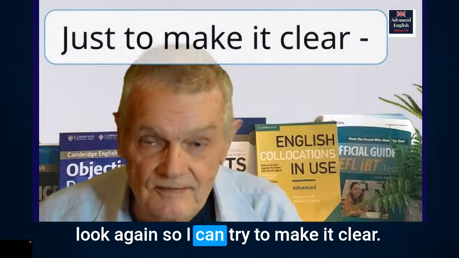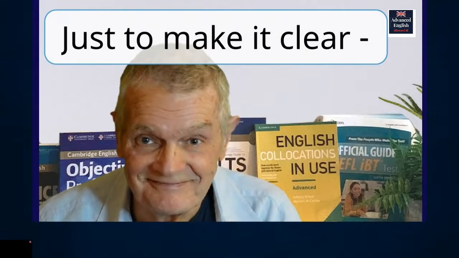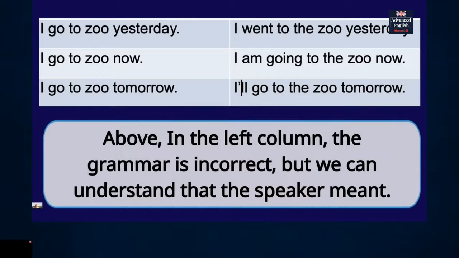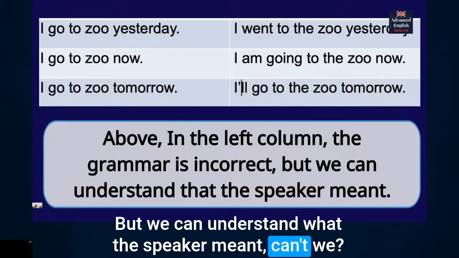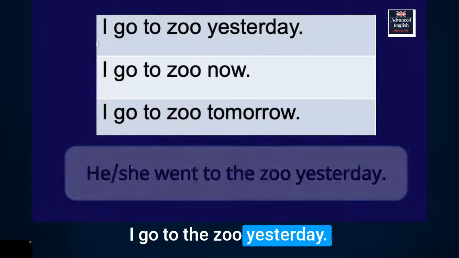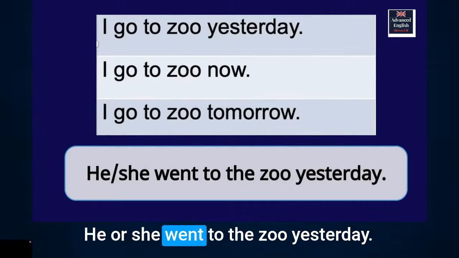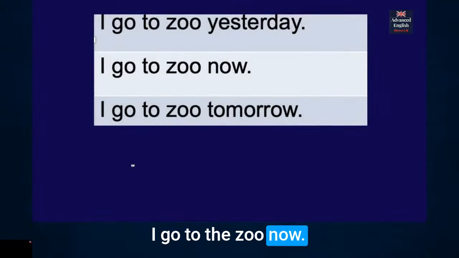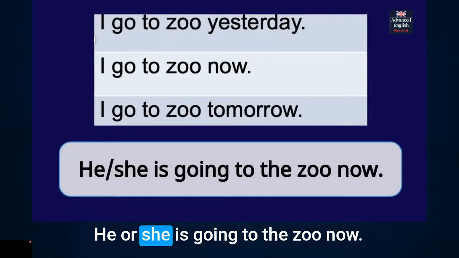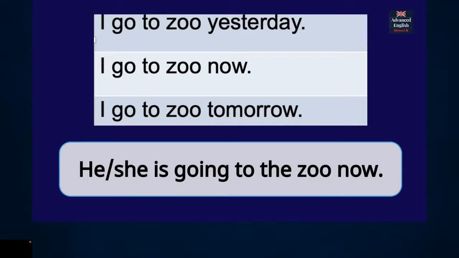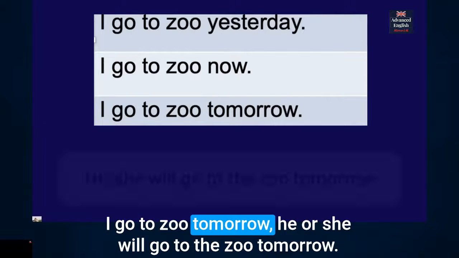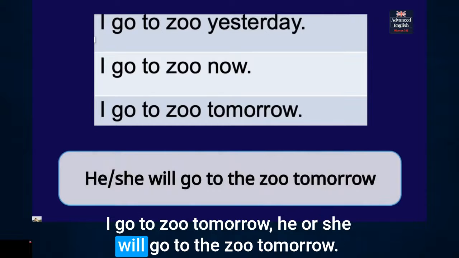Let's look again so I can try to make it clear. Above, in the left column, the grammar is incorrect, but we can understand what the speaker meant, can't we? I go to the zoo yesterday. He or she went to the zoo yesterday. I go to zoo now. He or she is going to the zoo now. I go to zoo tomorrow. He or she will go to the zoo tomorrow.